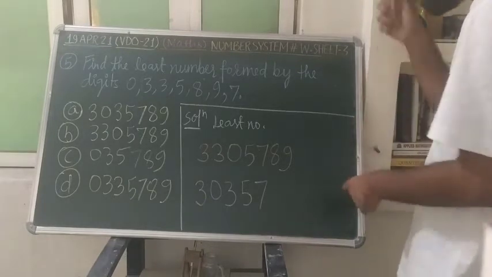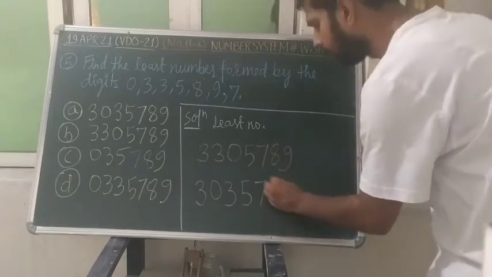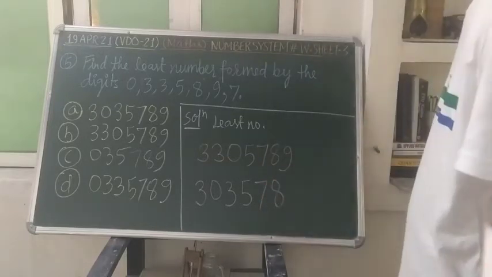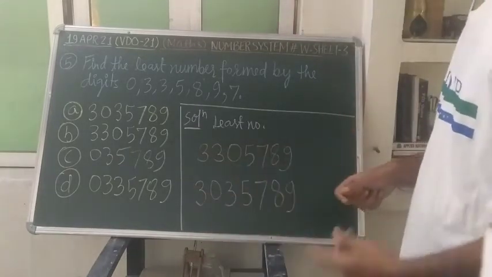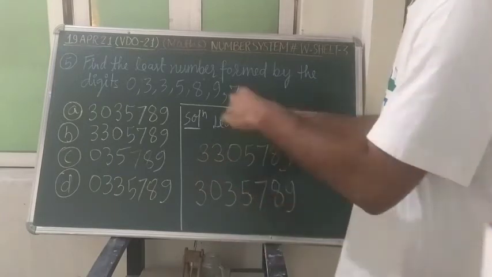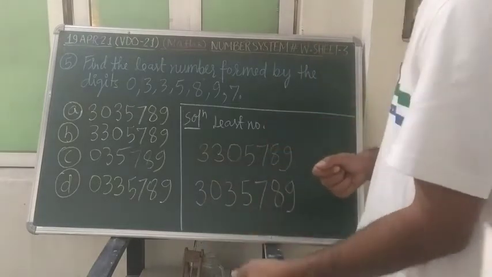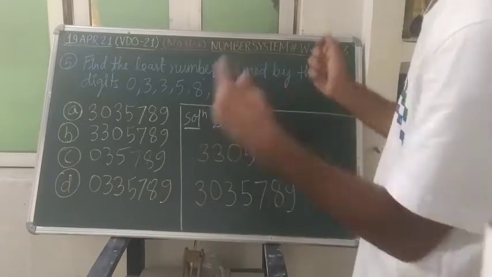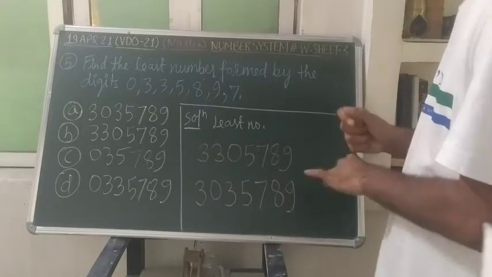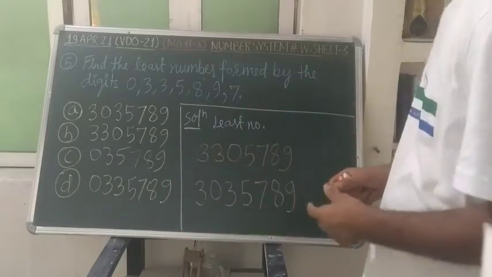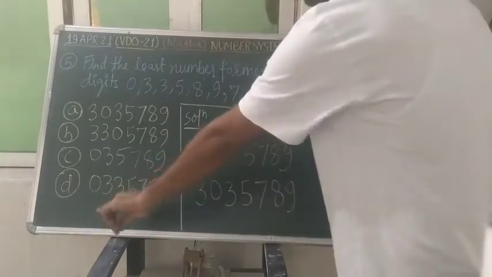So this 5 7, after the 7 which digit is present? 8, and that 8 is present one time, so 8. Then after that, 9. From where to where can we move? For the greatest number we will move from 9 to 0, and for the least number we will move from 0 to 9, but 0 we will not write on the left side.